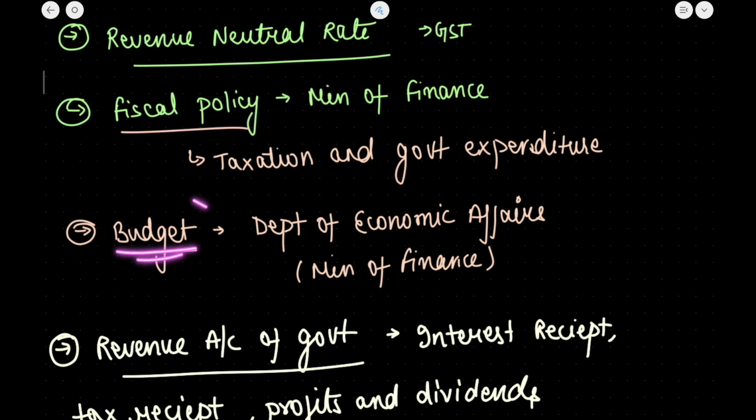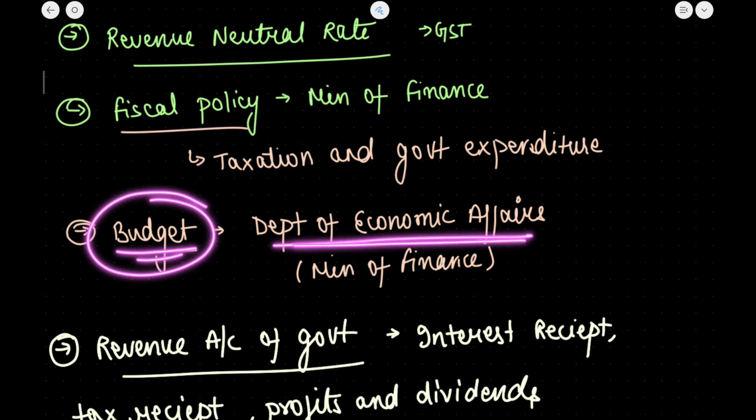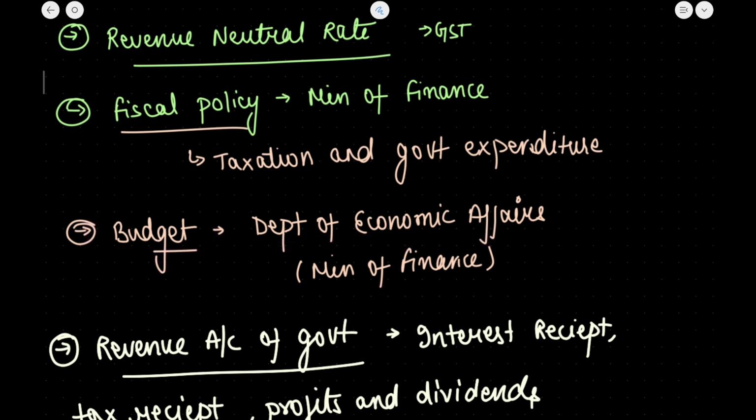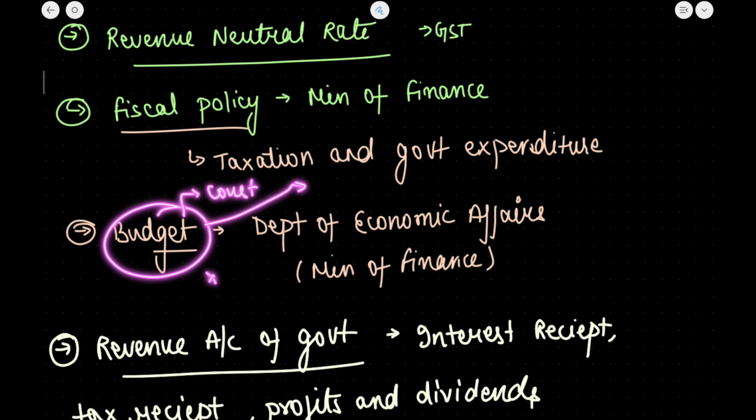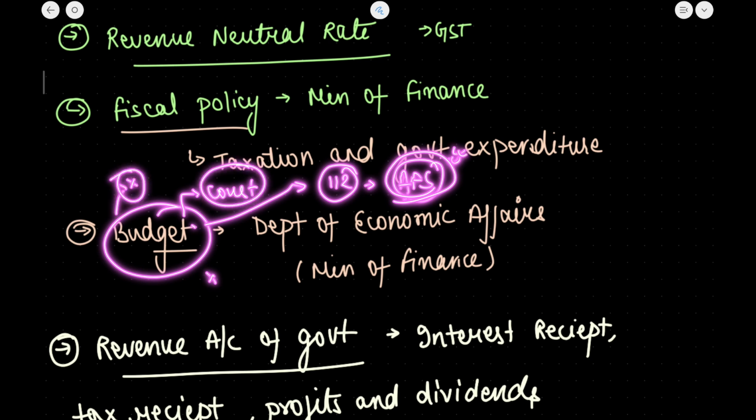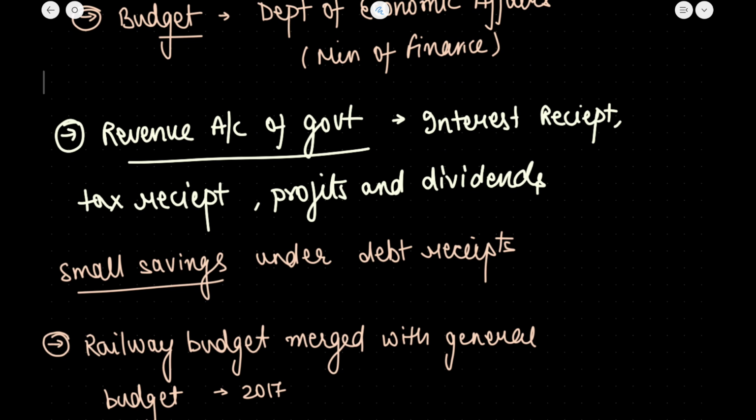The budget of India is prepared by the Department of Economic Affairs and the Ministry of Finance. Also, I'd like to add an important thing here, that there is no mention of budget in the Constitution of India. What is mentioned is in Article 112 of the Constitution, the President lays down to the Parliament to present the annual financial statement. So this budget is named as annual financial statement in the Constitution. Budget is not separately mentioned in the Constitution of India. This you need to remember.